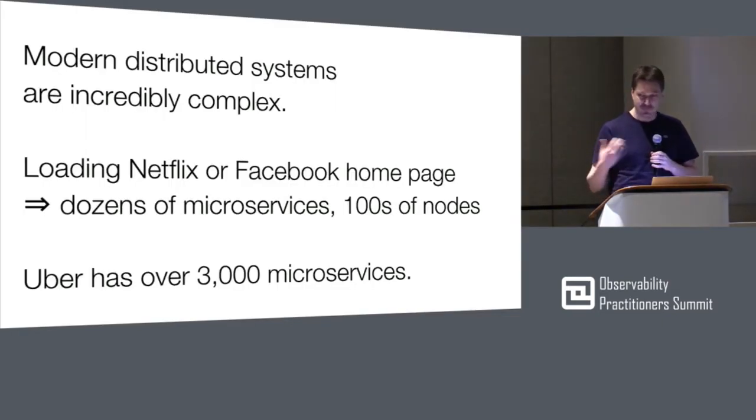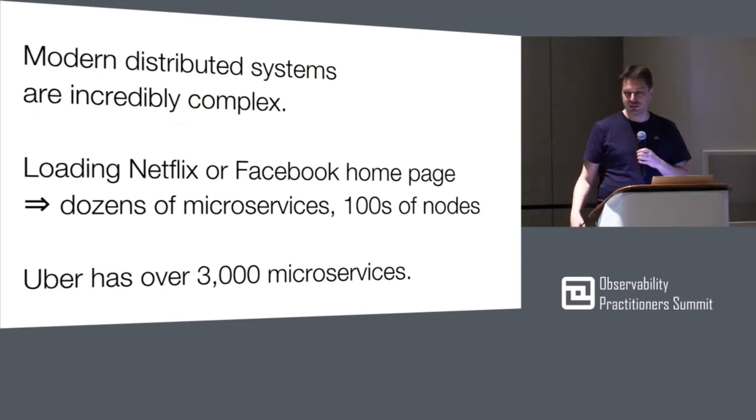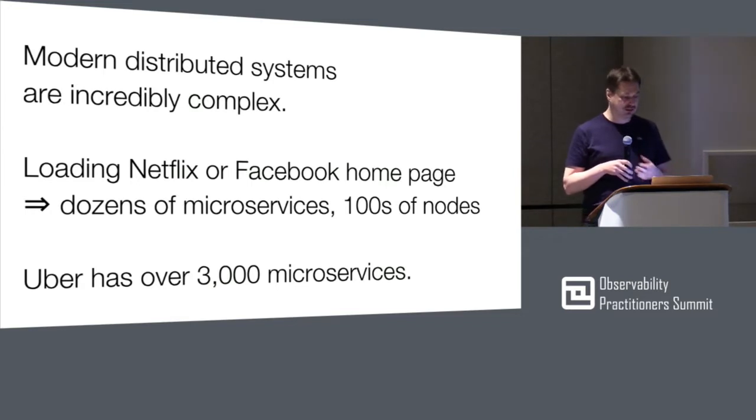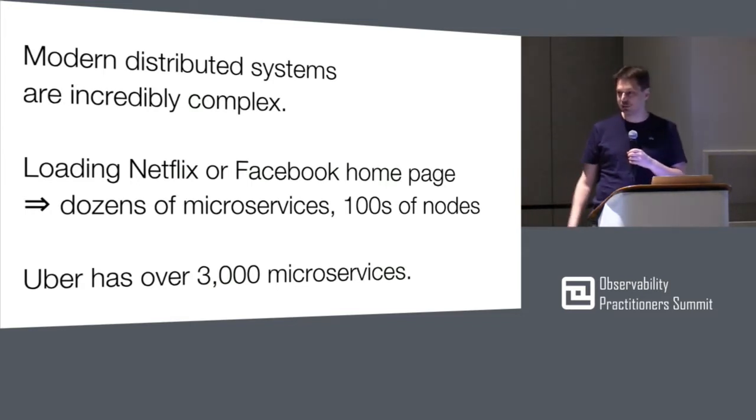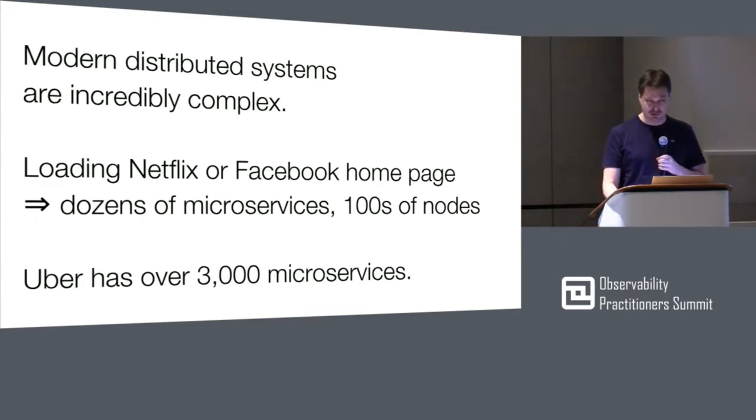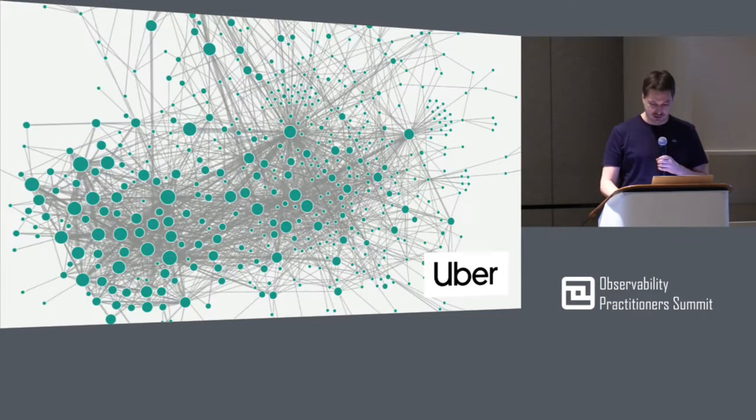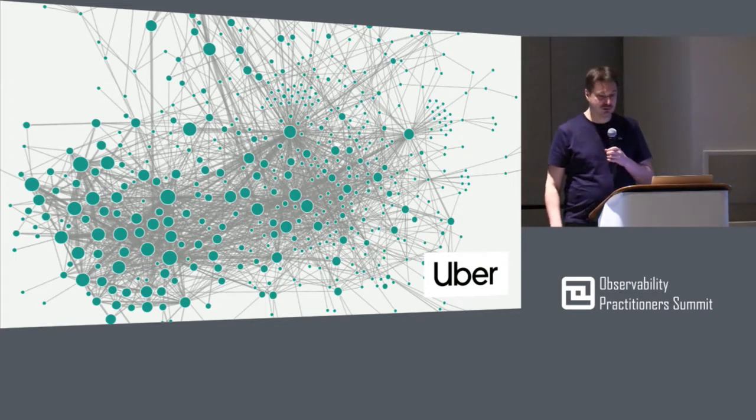So today, many distributed systems are extremely complex, and there are well-known facts like loading a Netflix or a Facebook page takes dozens of microservices, hundreds of nodes participating in it. And at Uber, we have over 3,000 microservices. It's probably one of the largest microservices architectures. And this is what it looks like in terms of connectivity between all the services.